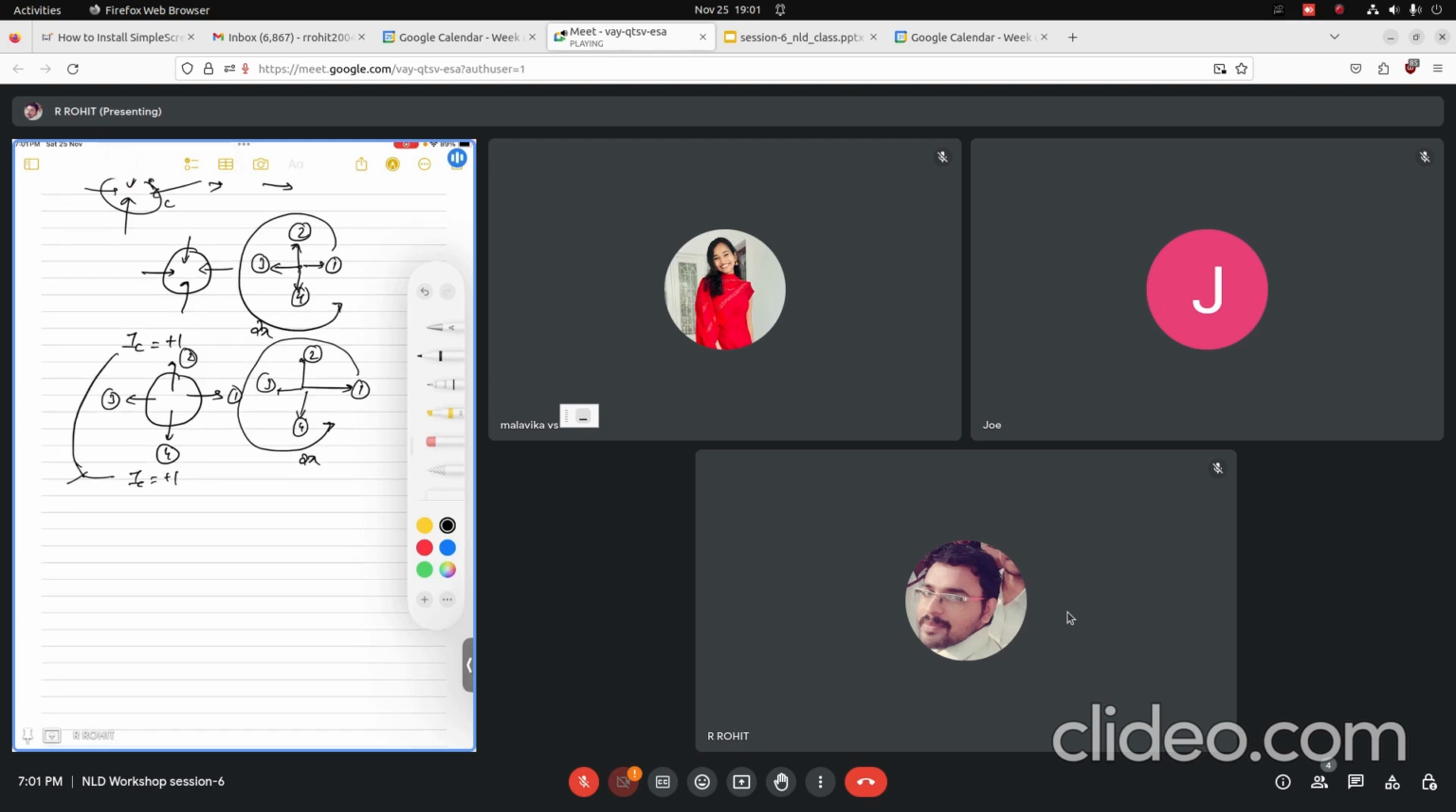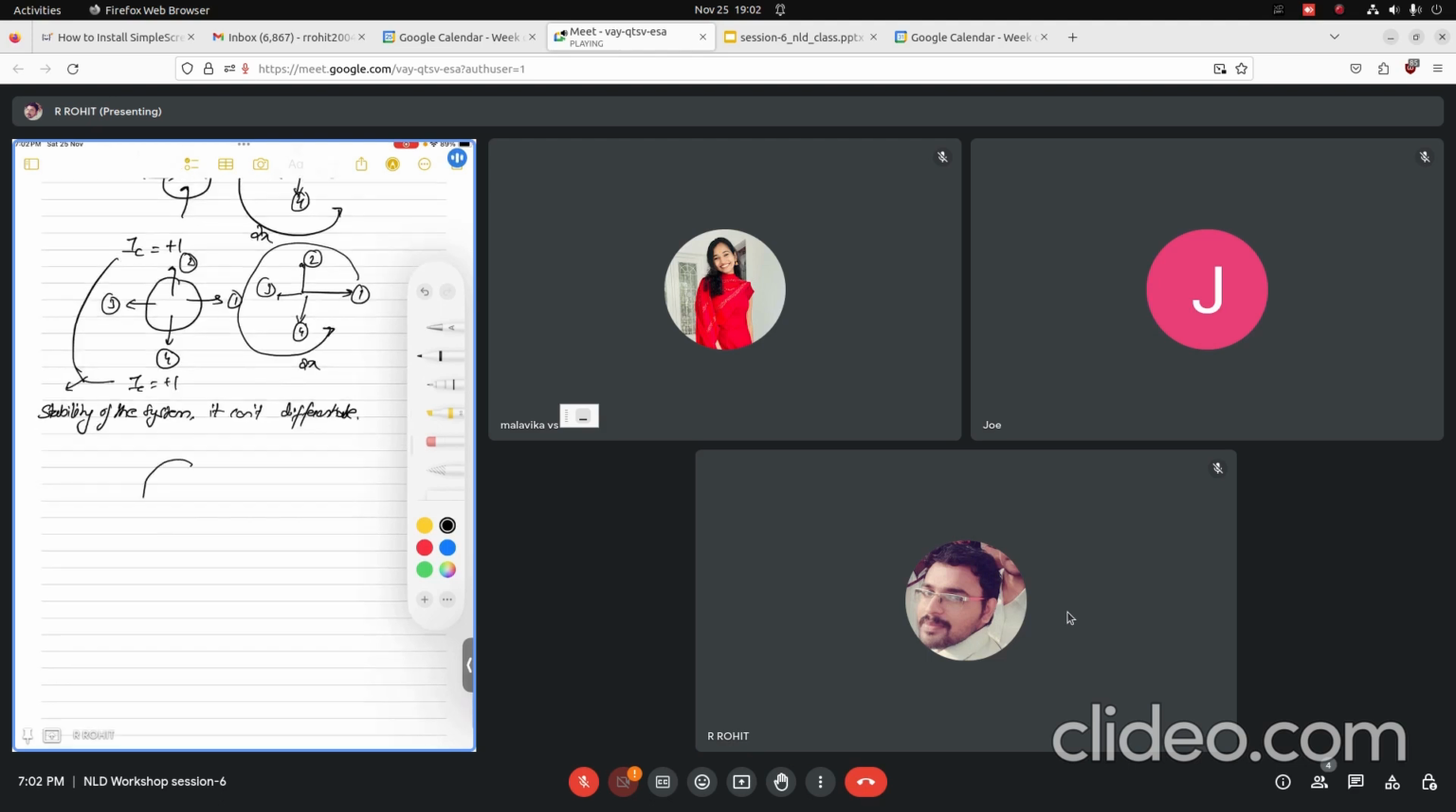So the index of the closed curve has a limitation that it can't tell anything about the stability of the system. It can't differentiate the stability. So for finding the stability, we need to do other analysis.